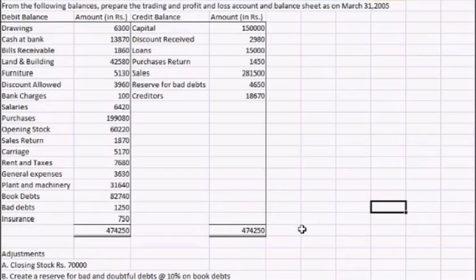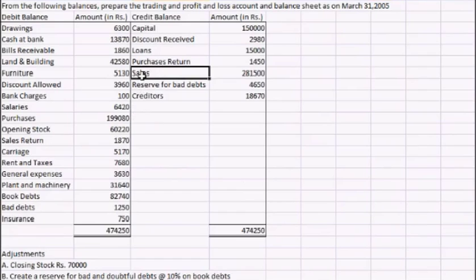So the very first thing we should do when we are provided with adjustment entries is to mark out all those accounts which will need adjustments. First of all, I'll start with those accounts which need adjustment because of the elements in the trial balance itself. So first of all, we'll mark those accounts.